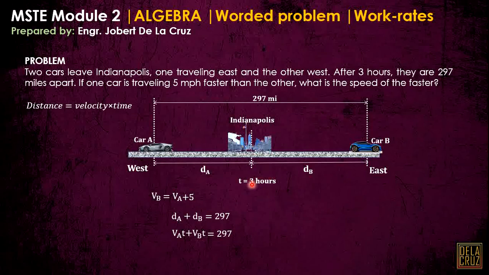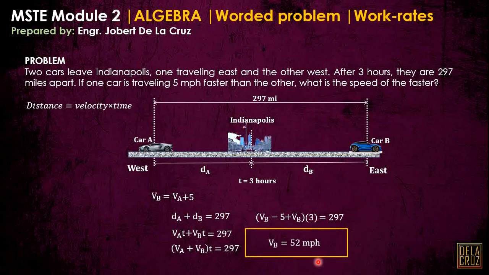Of course, we can have the time as 3 hours. Then we can just factor out our time here. Then we can rewrite it like this. Take note that since what we are looking for here is the speed of the faster car, we will look for VB. So by this equation, we can simply express VA in terms of VB. I will just transpose the 5, so our VA here is just VB minus 5. That's why this is the equation: VB minus 5, plus VB, multiplied by 3 equals 297. Just follow this. Now we have only one remaining unknown, and that is the speed of the faster car.